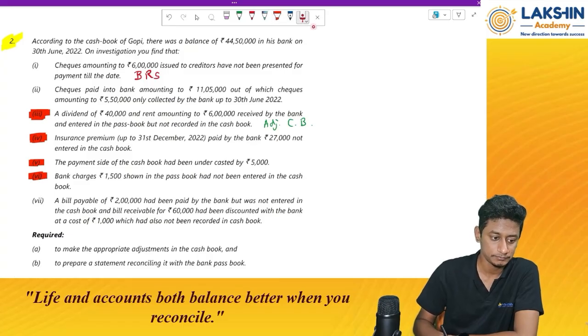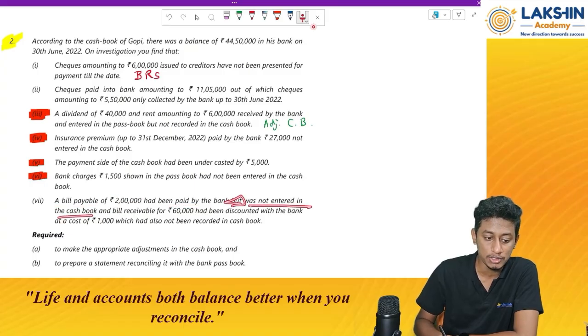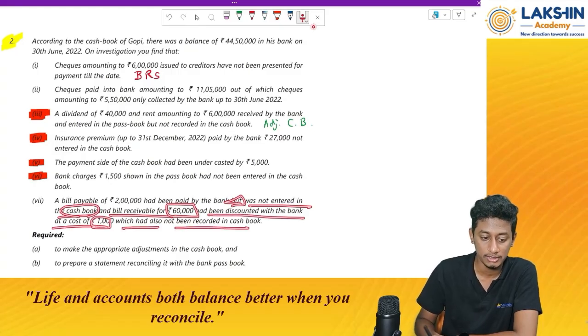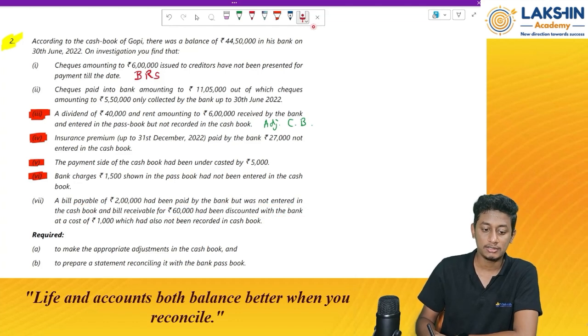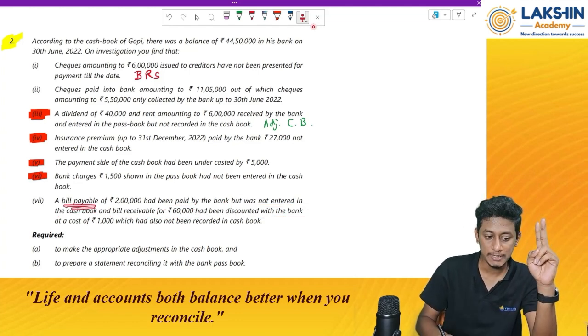Then the bills payable of rupees 2 lakh has been paid by the bank, but was not entered in the cash book, and bills receivable of rupees 60,000 has been discounted with the bank, and the cost of rupees 1,000 was not recorded in the cash book. So two different entries. One, bills payable, two, bills receivable.